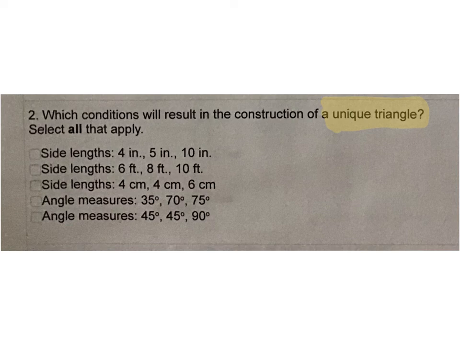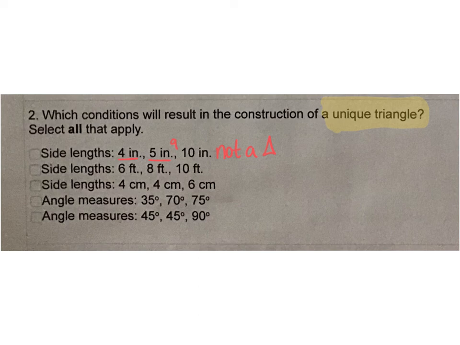So what we're going to do, it says which conditions will result in a unique triangle. We're going to talk about unique in a minute. First thing we've got to do is figure out which of these make a triangle. On the first one, if you look at the sides, what are the two smallest sides? 4 and 5. Are 4 and 5 big enough to make a triangle? No. Why not? They add together and equal 9. So this is not a triangle. We're done with it. We're not even looking at it anymore.